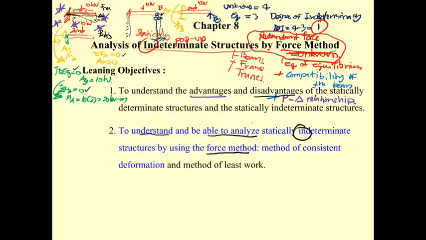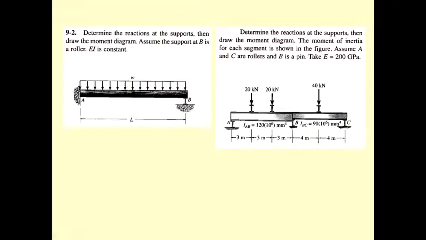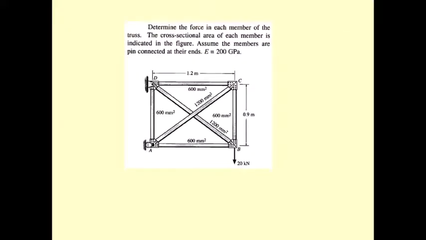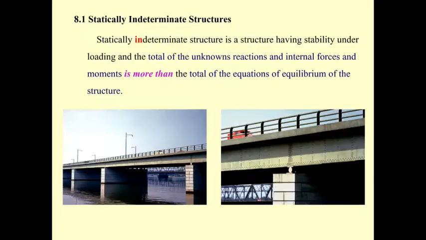That means you're going to study about the beam, the first part, the frame, and the truss. Okay, by the method of consistent deformation and the method of least work, and we will focus a lot on the consistent deformation. Okay, the homework. Since you study three kinds of structure, the homework will involve the beams, the frames, and the truss. You are going to have 5 homeworks.